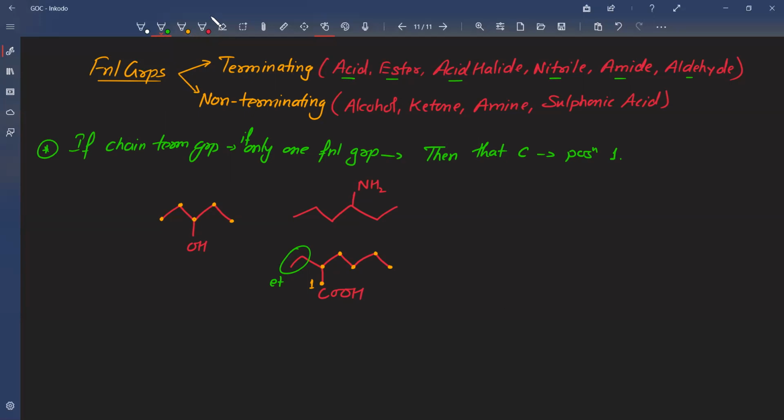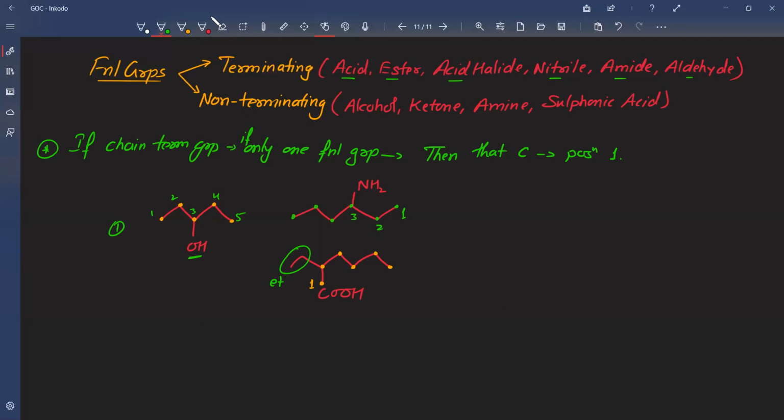So for a chain terminating group, you have to see if that group is the single functional group in that molecule, then the carbon in that group will get position one always. Otherwise, you will have to make sure that you give the minimum position to that other functional group, that means the non-terminating functional group. So if you see this one, whether you start from the right side or the left side, it will be the same. Left or right, it will always get position 3. So there's no problem there. But in this one, you will start from the right, so that it gets position 3. If you start from the left, it will get position 4. This is what you have to take care of.